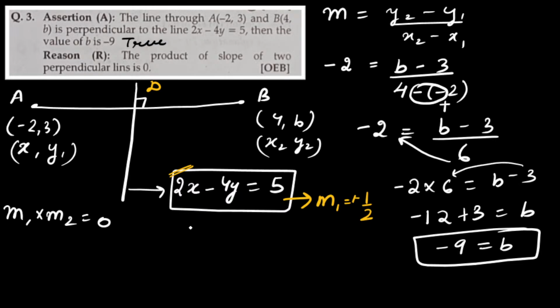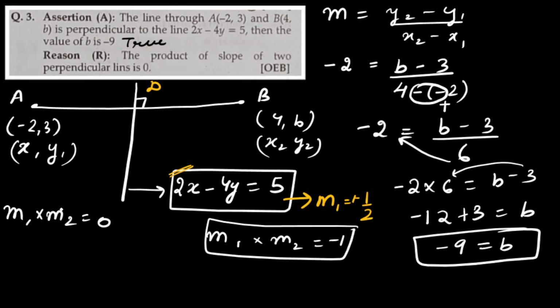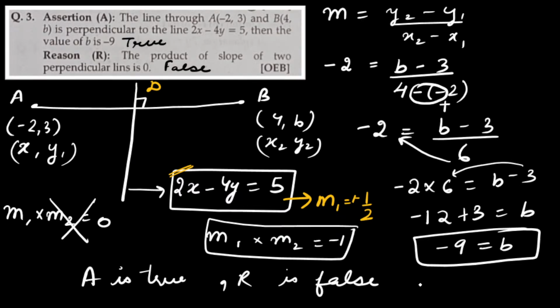At starting itself, one relation I have told you for perpendicular lines, product of their slopes is equals to negative 1. It is not equals to 0. It is equals to negative 1. So that means the reason statement is false. So A is true, R is false. So this is option A. First option A is the correct answer for this one.